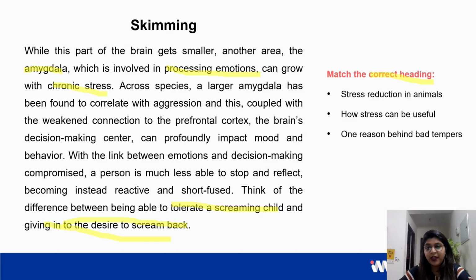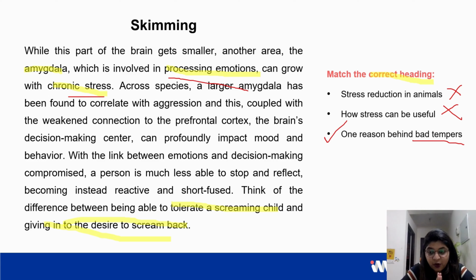So let us look at the headings now. The very first heading is "Stress reduction in animals." No. "How stress can be useful?" I believe no. "One reason behind bad tempers." Yes, they are talking about the reason behind bad tempers, like how they are processing emotions during chronic stress, screaming back at a child. So this is the heading. See how easy it was.